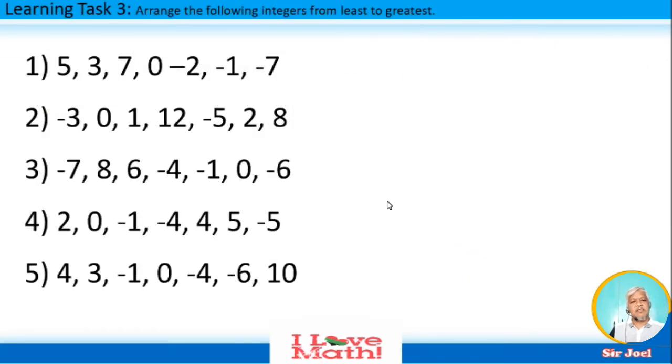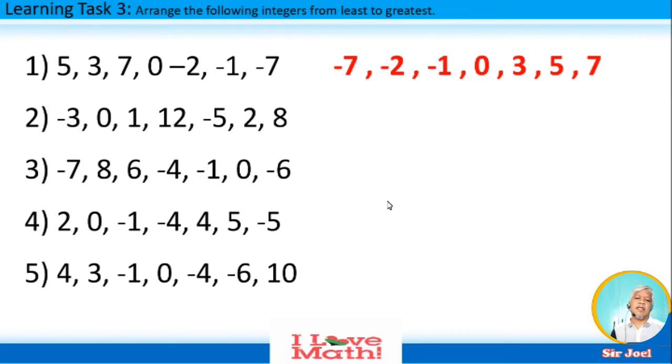Now, learning task number 3. Arrange the following integers from least to greatest. Maliit, papalaki. So, dahil maliit, papalaki, uunahin natin yung negative numbers. In this case, we have negative 2, negative 1, and negative 7 dito sa number 1. So, among the three, alin ang pinakamaliit? Negative 2, negative 1, or negative 7? Siyempre pa, kung isusundin natin yung kanina, ang pinakamaliit dito is negative 7. Then followed by negative 2, then negative 1, and 0. And after 0, alin na ngayon ang pinakamaliit? 5, 3, or 7? Siyempre pa, yung 3, sinundan ng 5, at ang pinakamalaki ay 7. So, this is our answer in problem number 1.